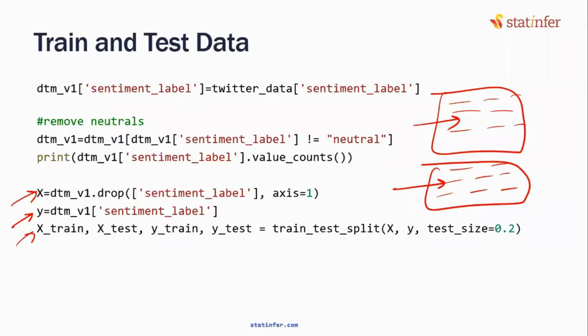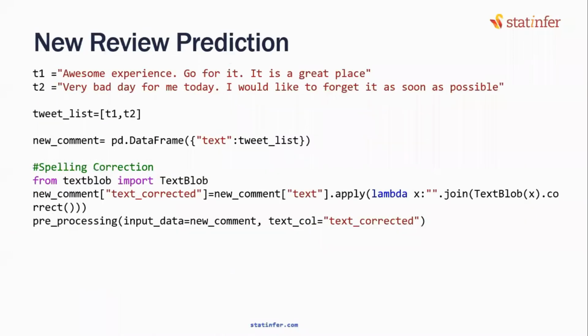Let's say somebody has given this new tweet. Somebody has just tweeted. You're done with model building. Somebody has tweeted this: "Awesome experience. Go for it. It's a great place." And another: "Very bad day for me. I would like to forget it as soon as possible." Now we need to tell the sentiment for these two tweets.